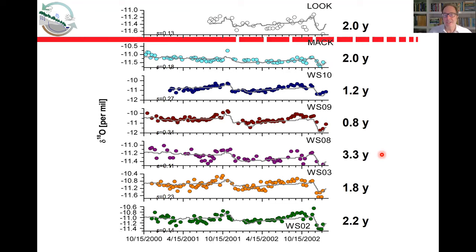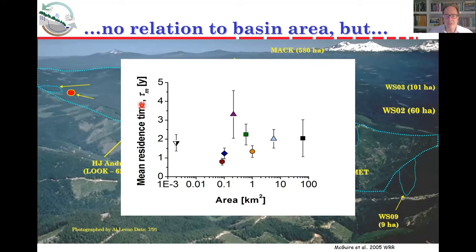But the question is, does the water in the stream get older as you go to larger and larger catchment scales? So here are the data. Again, this is the mean transit time on the y-axis, ranging from just under 1 year to just over 3 years. And here's the range of scales on the x-axis, going from about 10 hectares to about 60 square kilometers. And what we see is there's just no relationship with area. These residence times don't scale with watershed area. And this surprised us when we first published this information.